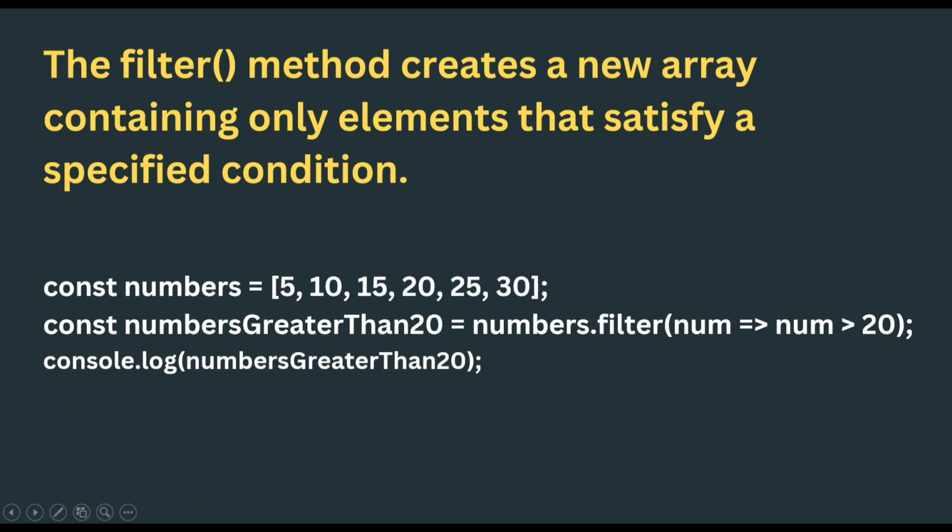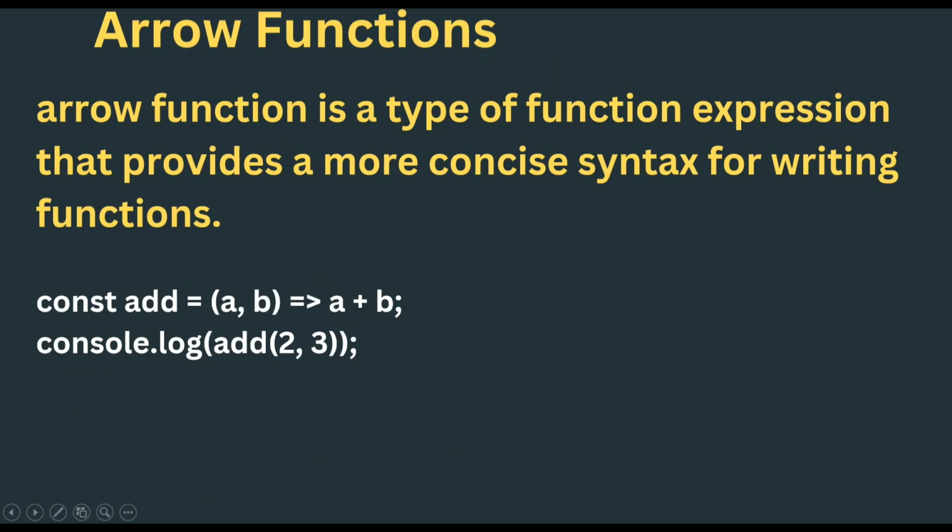Next, we move to the arrow function. Arrow function is the shortest syntax for writing a function in JavaScript. They allow for concise function expressions and lexical this value, which means they inherit this from the surrounding context. This simplifies function syntax and helps avoid common pitfalls with this in traditional functions. The arrow function is a type of function expression that provides a more concise syntax. It is related to anonymous functions.